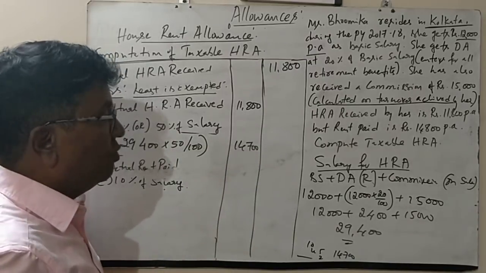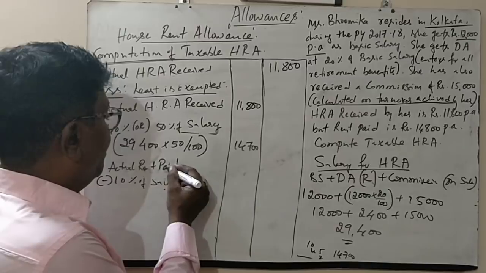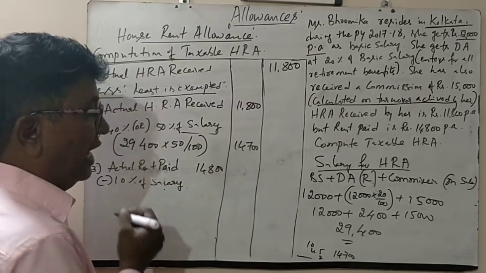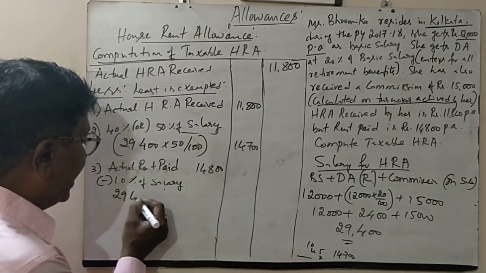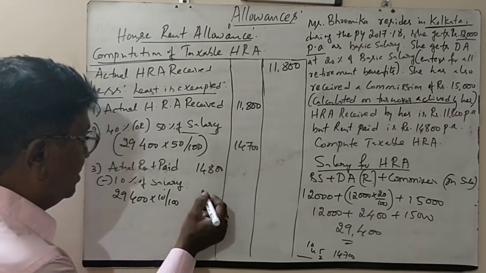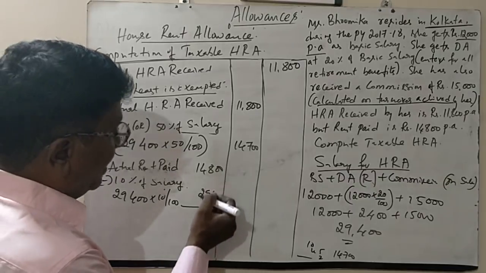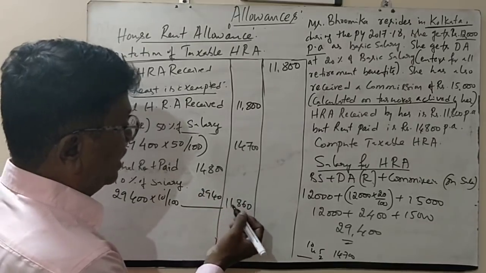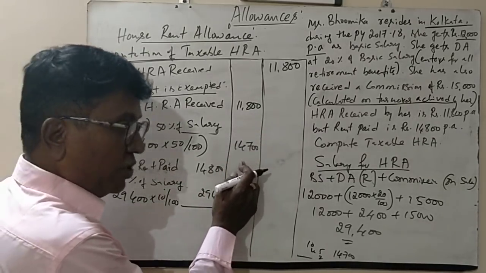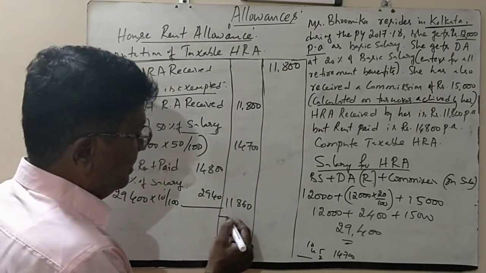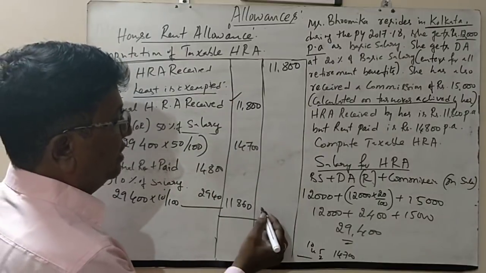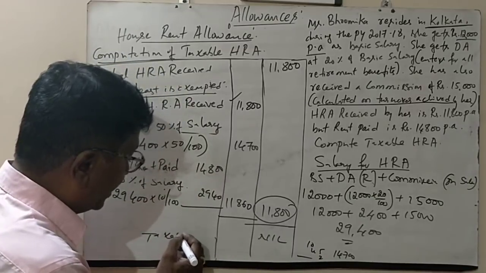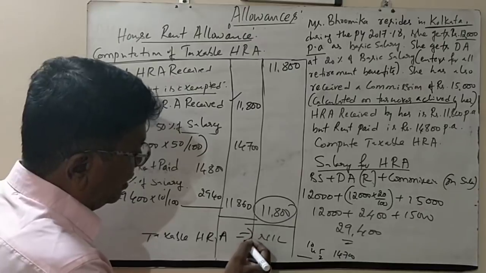14,700. Now, what is the actual rent paid by her? The actual rent paid by her is 14,800 per annum. And what is 10% of salary? 29,400 into 10% is 2,940. Now, the difference of this: 14,800 minus 2,940 is 11,860. That means 11,800, 14,700 and 11,860. Which is the least? Obviously, 11,800. So, 11,800 is exempted. And the taxable portion of HRA is nil. I hope all of you understood.